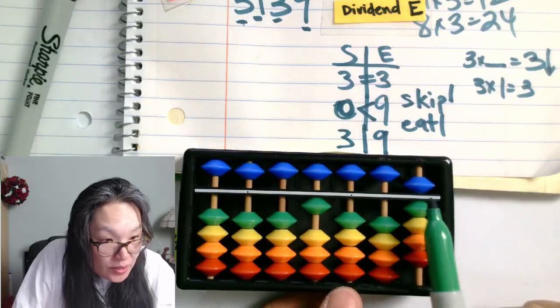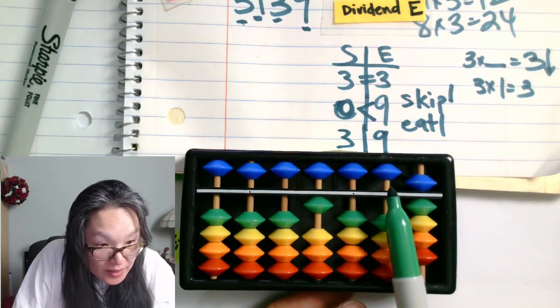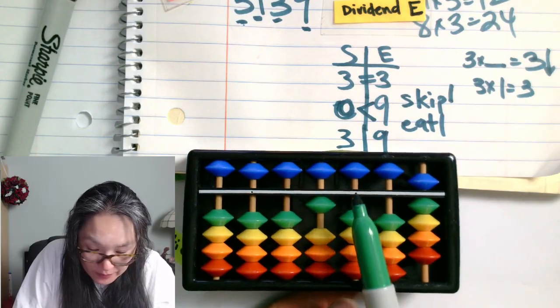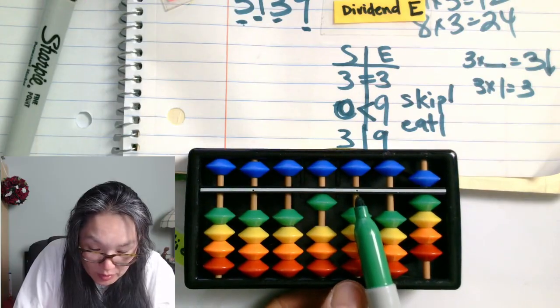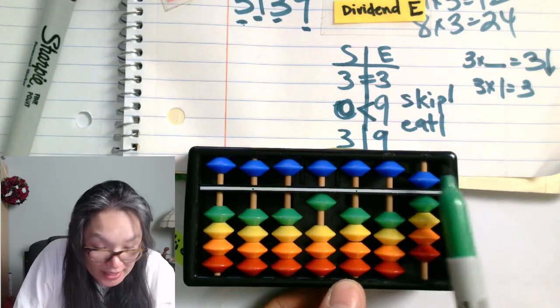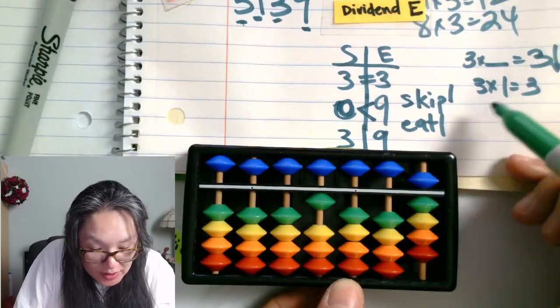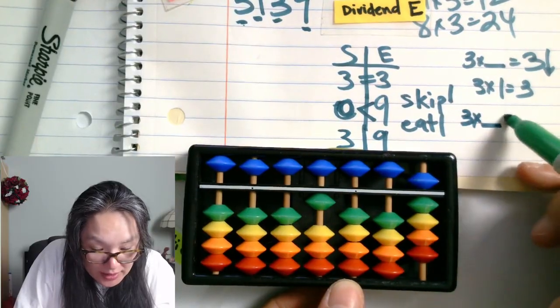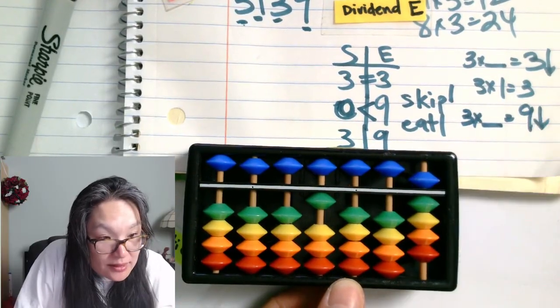The 9 is still bigger. So I'm going to skip this column, and I'm going to skip this column and go here. I'm going to subtract this column. So my question is: 3 times what is equal to 9 or less?